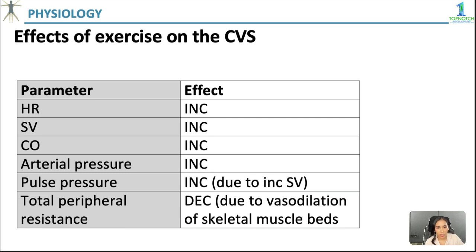Pati pulse pressure nag-i-increase. Remember, because pulse pressure is directly proportional to stroke volume. And total peripheral resistance decreases due to vasodilation of skeletal muscle beds. Which makes sense because when you're exercising, you want to provide as much blood, nutrients, and oxygen to your muscles. Therefore, magvavasodilate yung arterial system sa mga skeletal muscles to allow more blood flow.